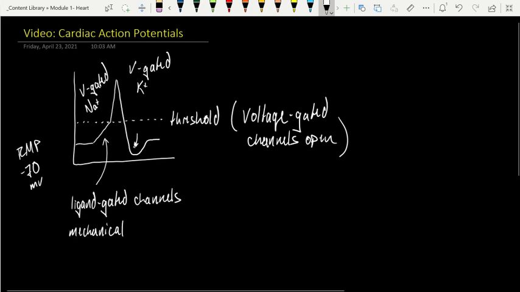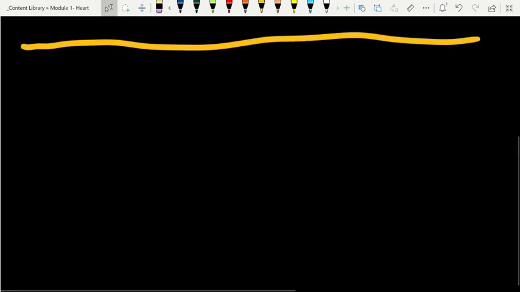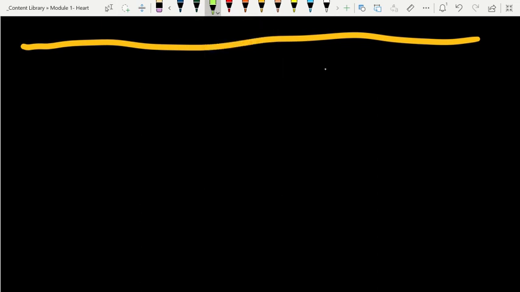Now what we want to do is add our knowledge and see if we can figure out what's going on in the heart. Of course, in the heart, there are two different types of cells. Let's talk first about pacemaker cells.